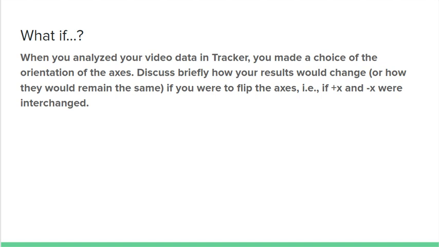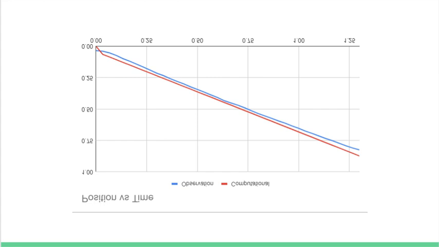So, what if we change the orientation of the axis in Tracker? If we flip the axes, meaning the positive x and negative x directions were interchanged, the motion would still look the same in terms of its speed and straight line path. However, the sign of the position values would be reversed. The overall conclusions about constant velocity would remain unchanged since flipping the axes doesn't affect the physics of the object's motion.